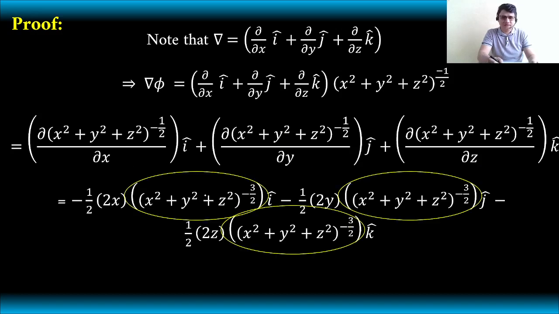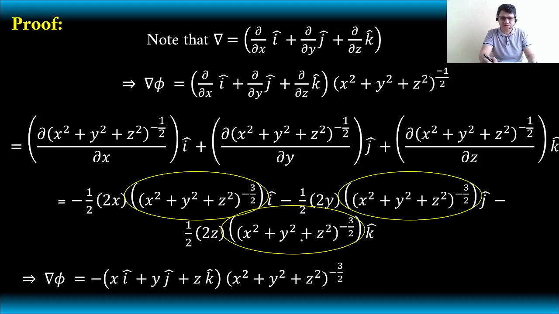As we can notice now, this x squared plus y squared plus z squared raised to the negative 3/2 is common, so we can factor it out of the equation. We also notice that the 2 can be cancelled out. So we cancel out 2, and what remains is negative x i hat minus y j hat minus z k hat, and then the factor, which is x squared plus y squared plus z squared to the negative 3/2.